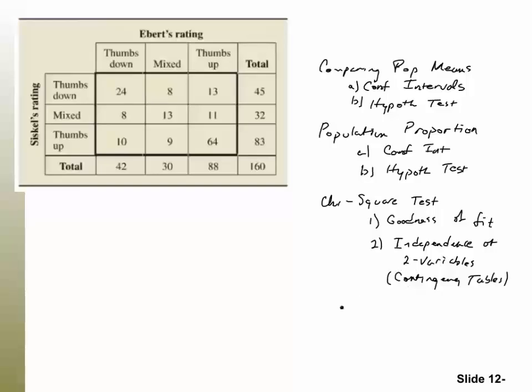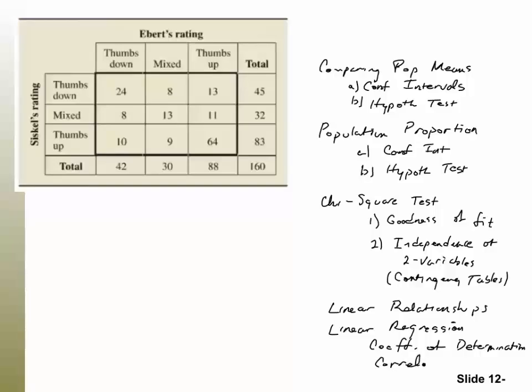And then we did regression. So we did linear relationships. In linear regression, we did the coefficient of determination and the correlation, right? Correlation, R squared. Okay, so that's what we got for the exam.